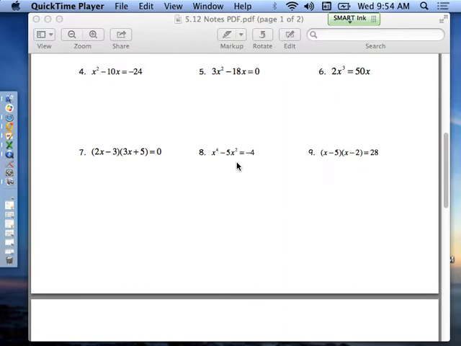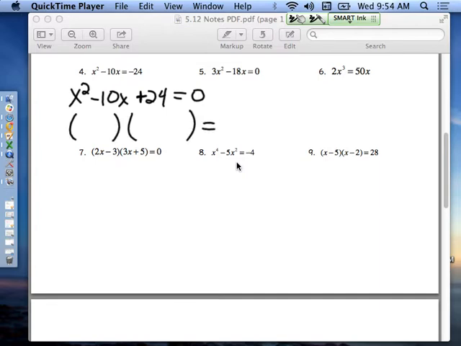Number 4 is not factored for you, and in fact it's not even set equal to 0. So the first thing you need to do is set this equal to 0, and by doing that, you would add 24 to both sides. So step number 1, set it equal to 0, arrange it in standard form, and then factor it. I need factors of 24 that sum to negative 10. So that means I would have x minus 6 and x minus 4. I take each individual factor and set it equal to 0.